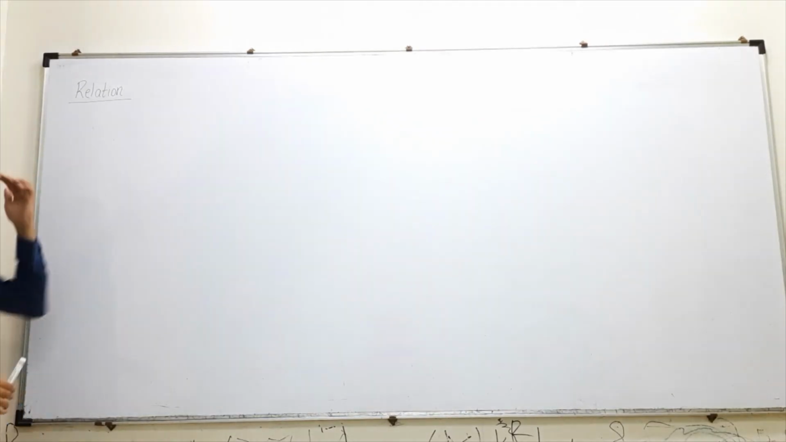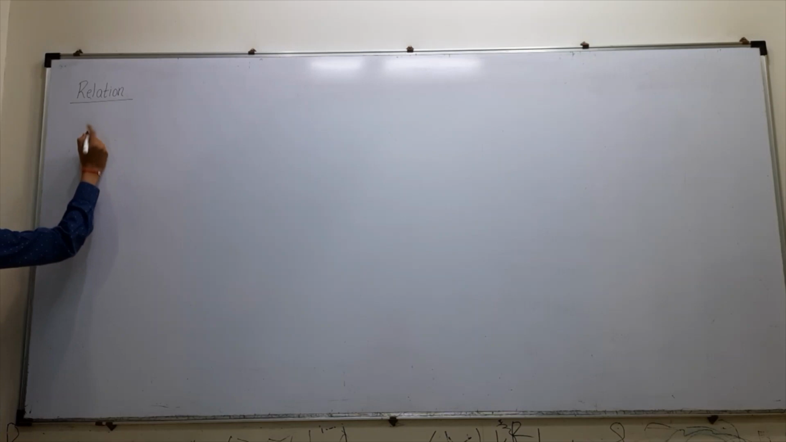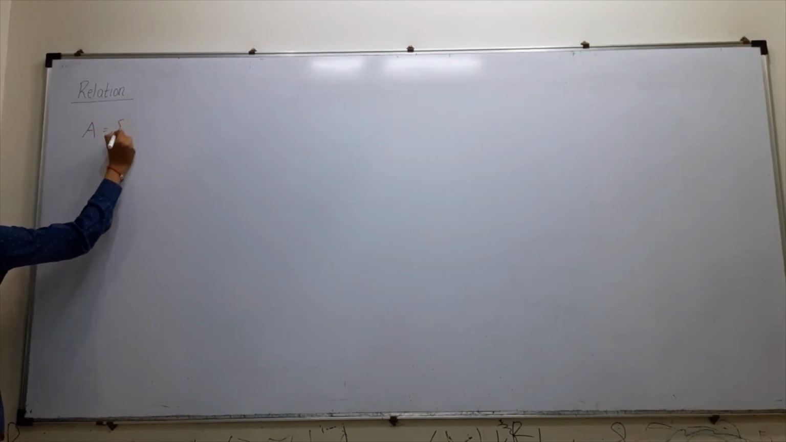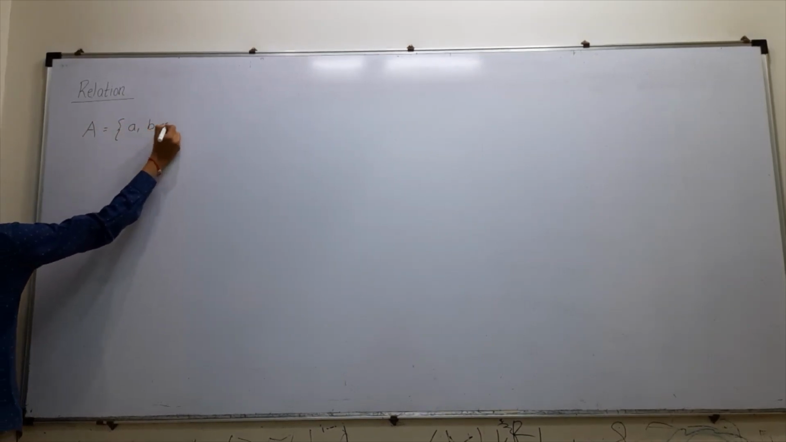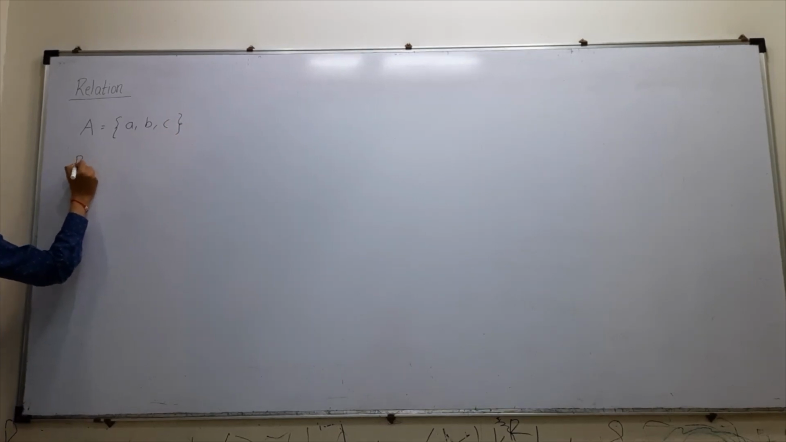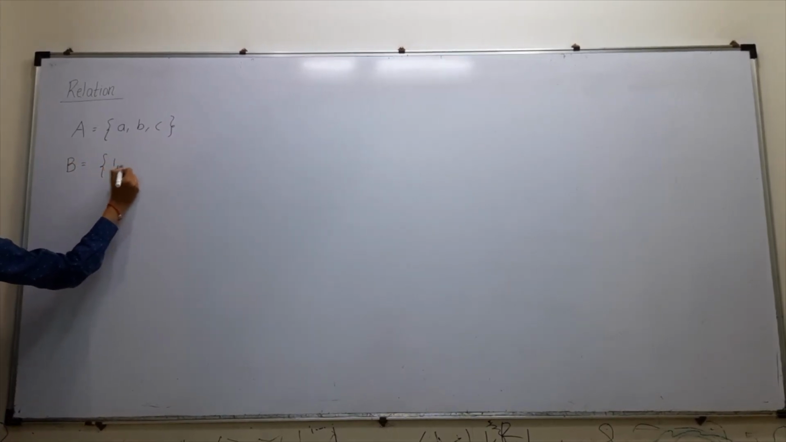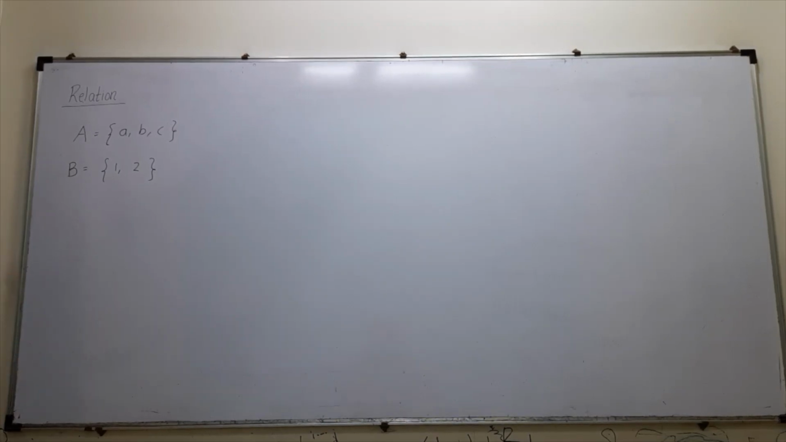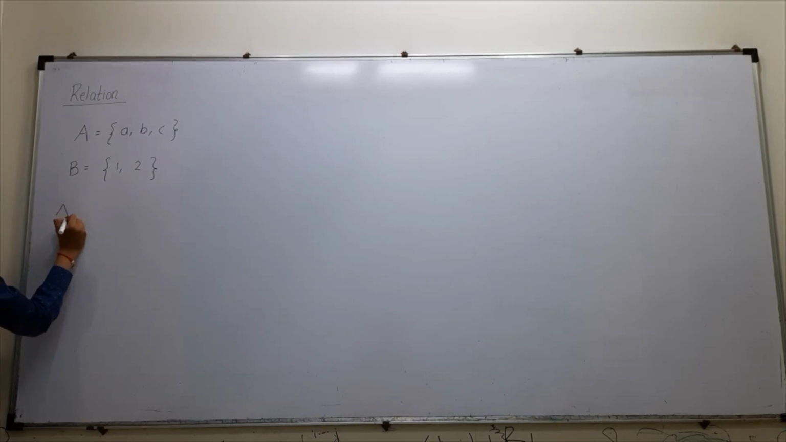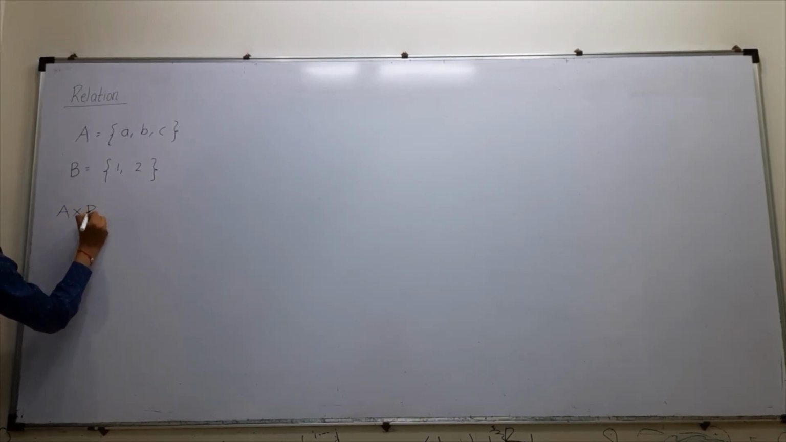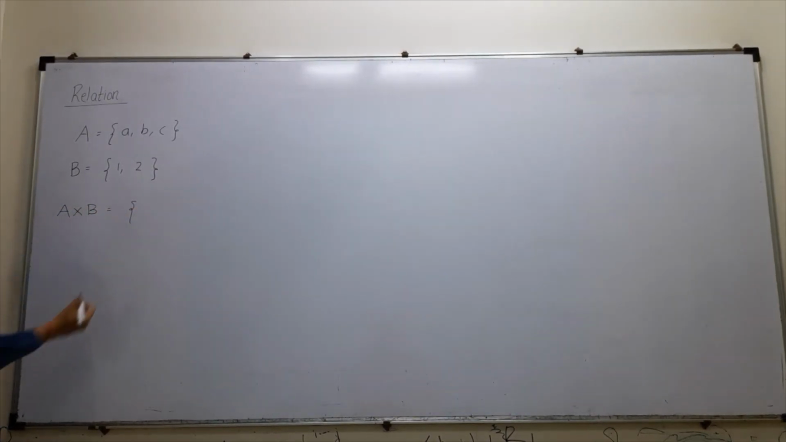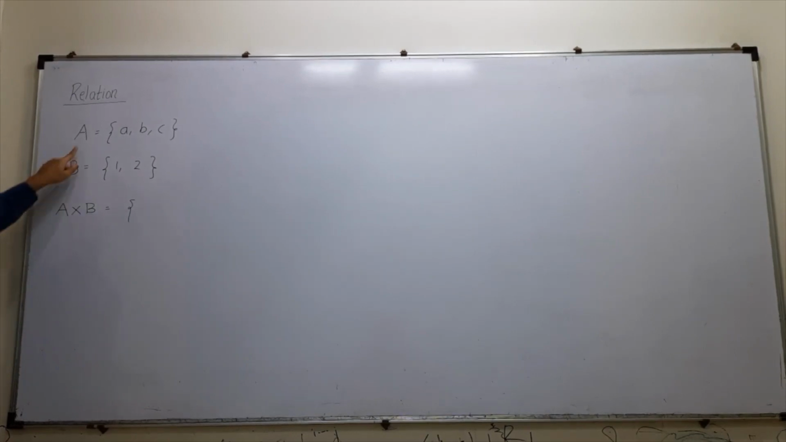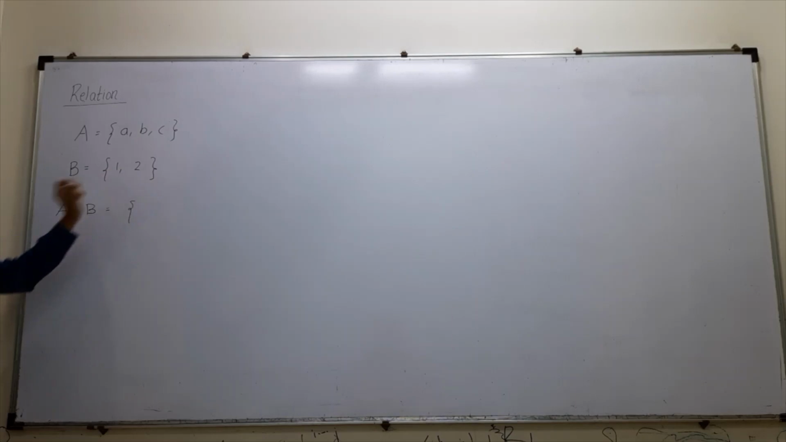Before moving on to relations, let us talk about sets. I have set A as A, B, C and set B as 1, 2. Now we have learned intersection, union, difference, symmetric difference. Now I want to learn how to find the Cartesian product of two sets. So first, set A is there. So multiply every element of set A with every element of set B.